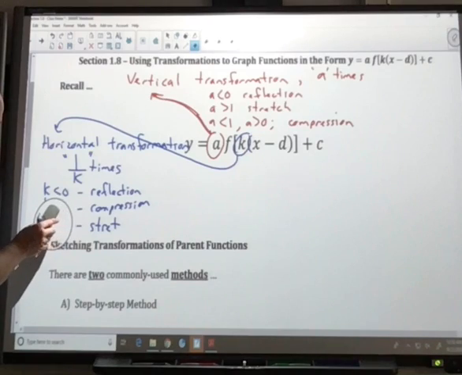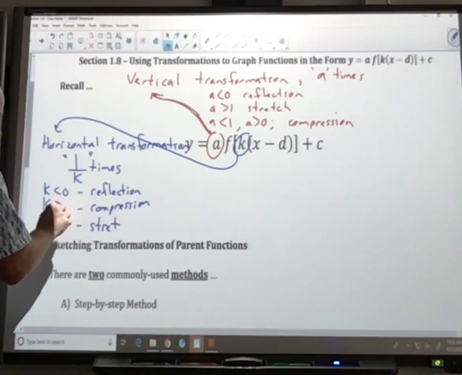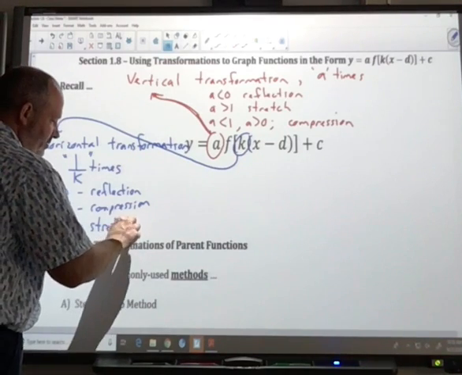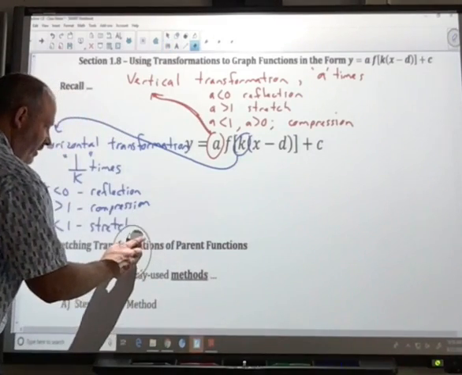I'll have to fix that one too. Okay, because these are going to be your notes. K is greater than 1, K is less than 1. Okay, it's going to be a stretch. Okay? Less than 1, then of course, I guess I should say less than 1 and greater than 0.